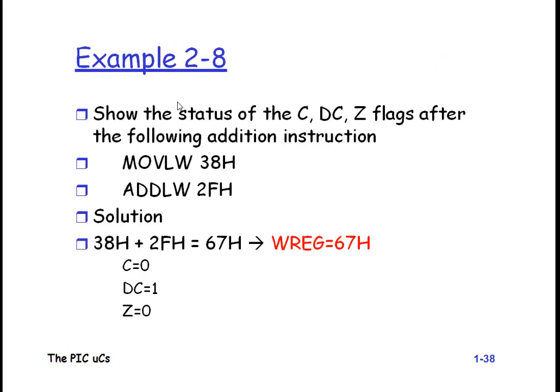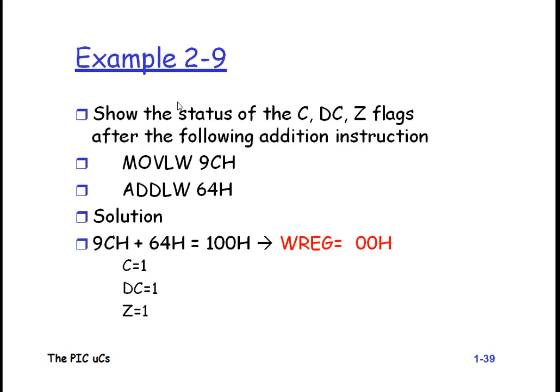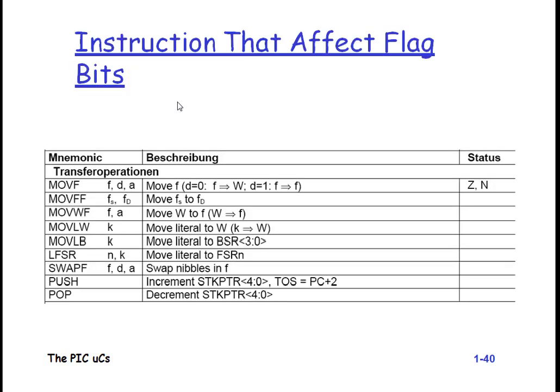So in this example, show the status of the different flags after the following addition instruction. After this instruction, what will be the status of these flags, like the carry flag, digital carry flag, and zero flag? You will run this program in your compiler, and you will see the results. There is another example in which you also perform addition and then see the status of these flags. There are different flags, and what will be the effects on the bits.